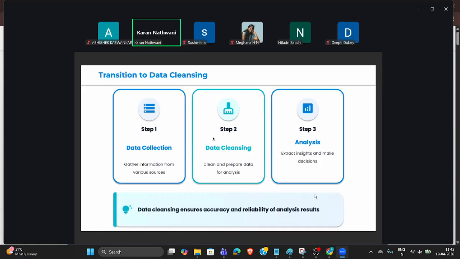So, transition to data cleansing. It's a very important point. Before we end today, let's see how this step comes into the picture. First, data collection has been done from various sources, which we already spent a lot of time on. Now, cleansing means preparing the data for analysis, cleaning the data.